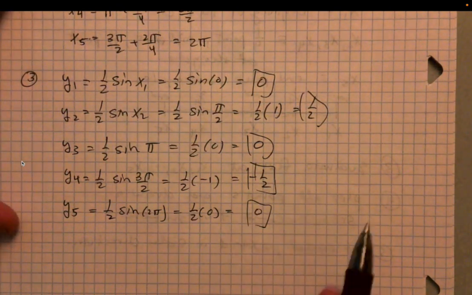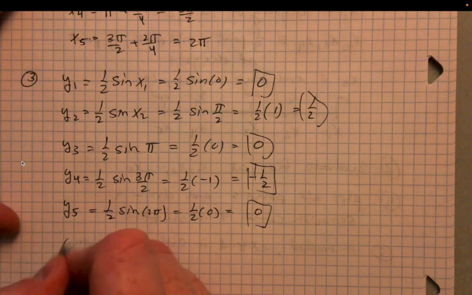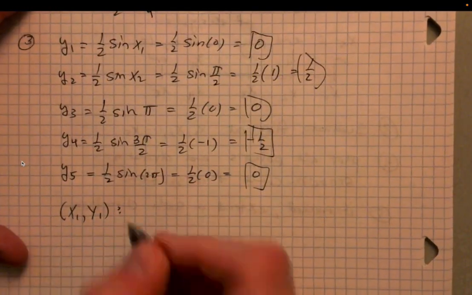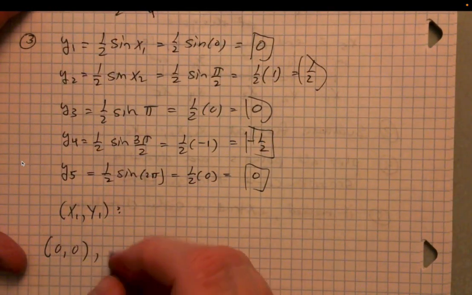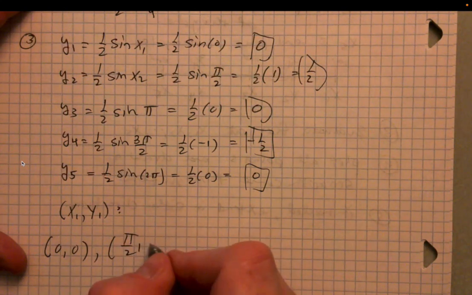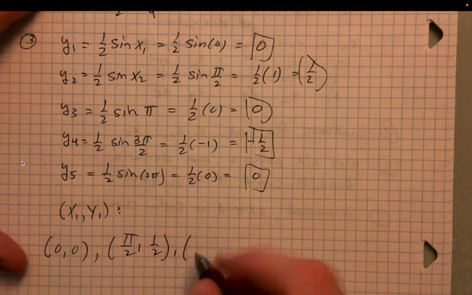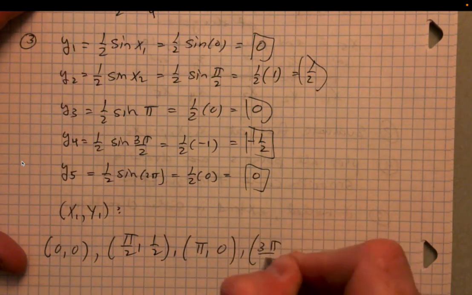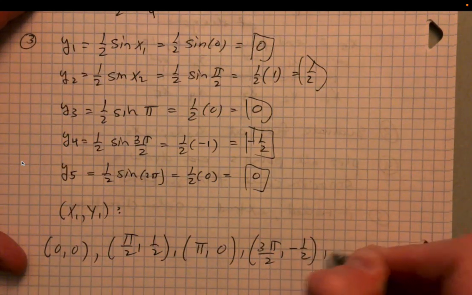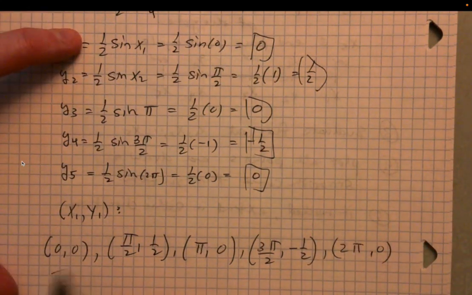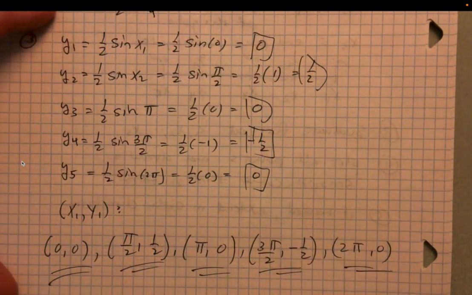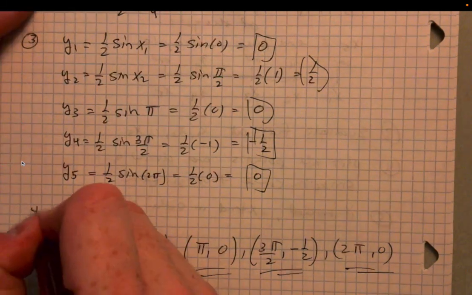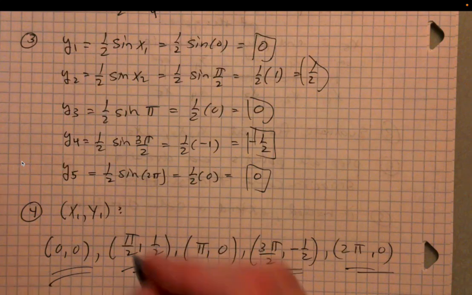Okay, so you could say I've got the following points to plot. I've got my x1 and my y1 now, and they are 0, 0, pi over 2, 1/2, and then pi, 0, and then 3 pi over 2, -1/2, and then 2 pi, 0, right? So these are the 5 points that I can plot in step 4. Step 4 is to plot these points.